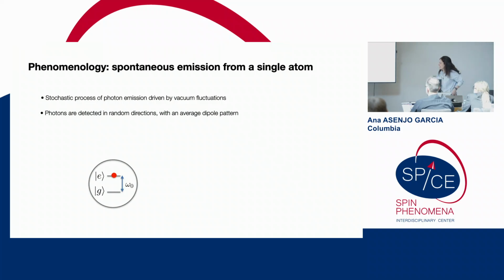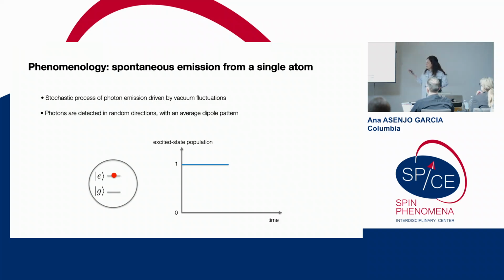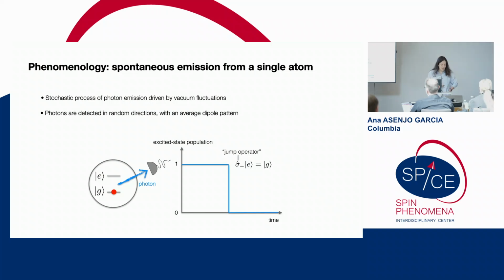Okay, so just because these atoms, these systems, are coupled to the environment, when they are excited, they will emit a photon. And this emission is driven by vacuum fluctuations. And these photons will be detected in a random direction. And when we average over all these detection processes, we'll recover an average dipole pattern. So we can think of this process as, we place the atom in the excited state. There will be some time at which our detector doesn't click, and then eventually it clicks, and we know that we have projected the atom from the excited to the ground state via this jump operator.